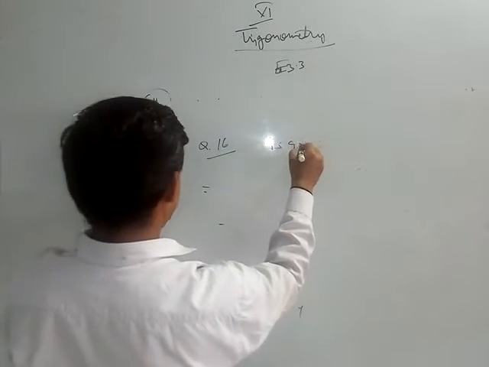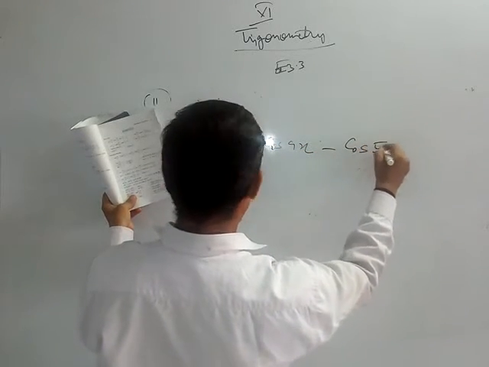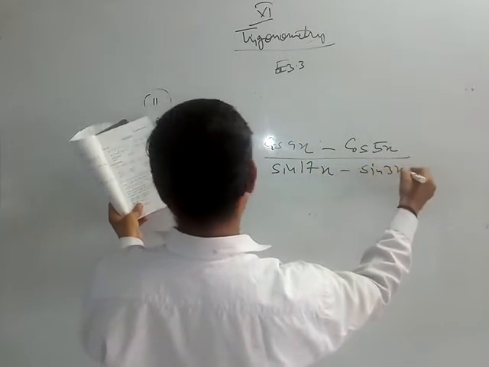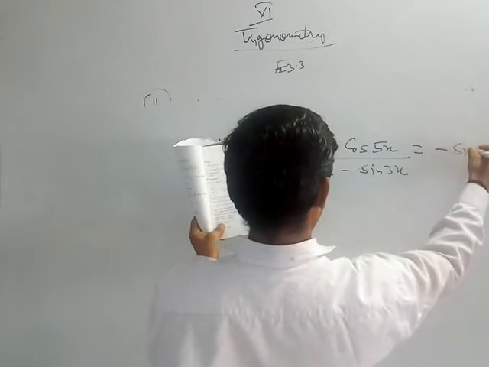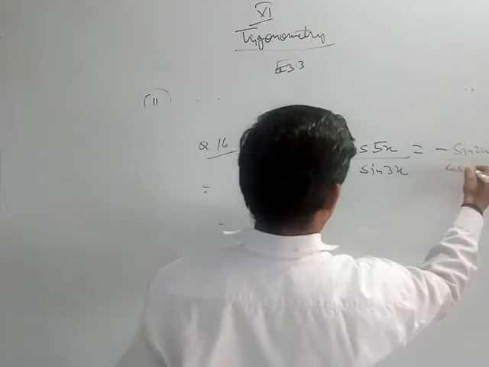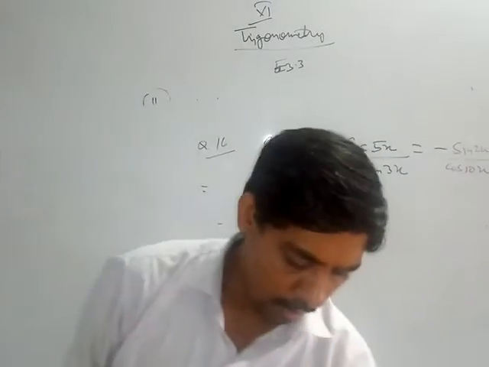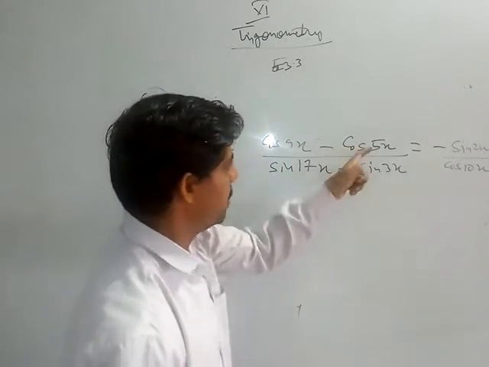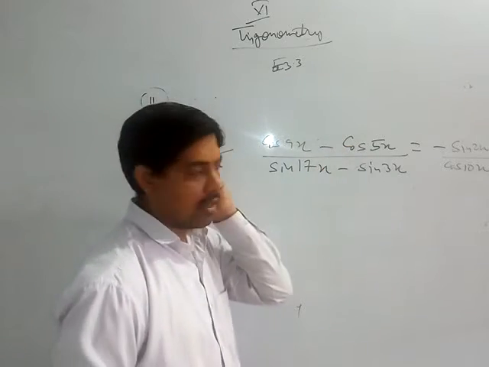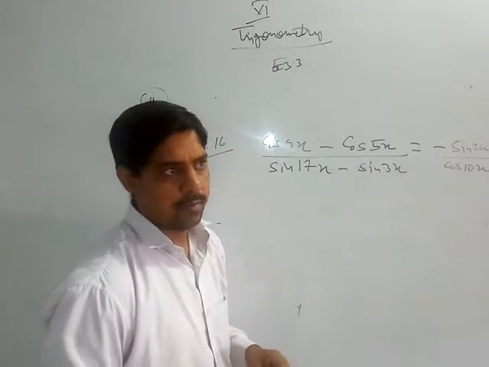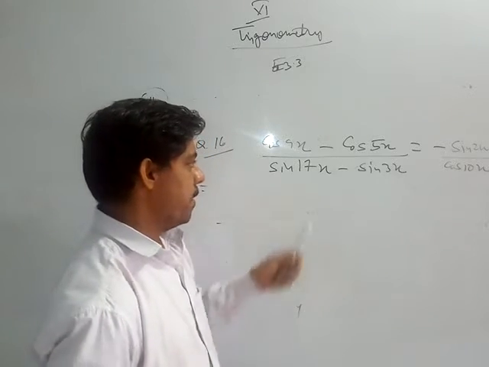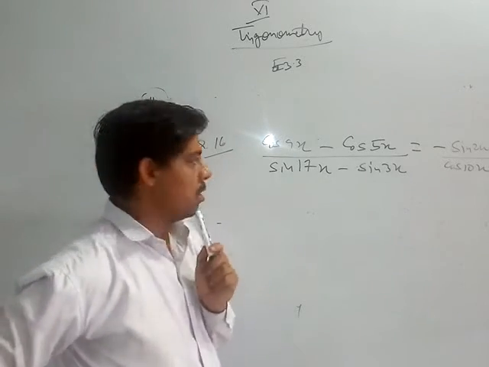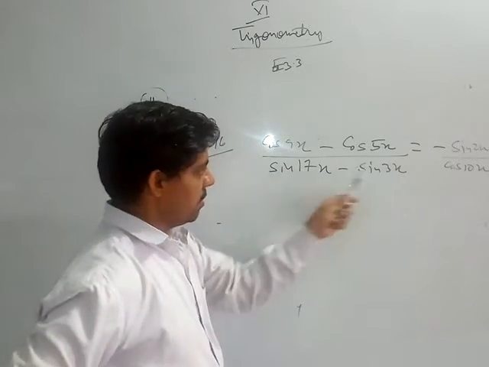It says (cos 9x minus cos 5x) upon (sin 17x minus sin 3x) is equal to minus sin 2x upon cos 10x. This you have to prove. Now again the same identities that we used here, cos C minus cos D. So what is this? 9 plus 5 divided by 2, 14 by 2, that is 7, and 9 minus 5 divided by 2, that is 4 divided by 2, 2. And here look, 17 plus 3 is 20 divided by 2, 10. 17 minus 3, 14.